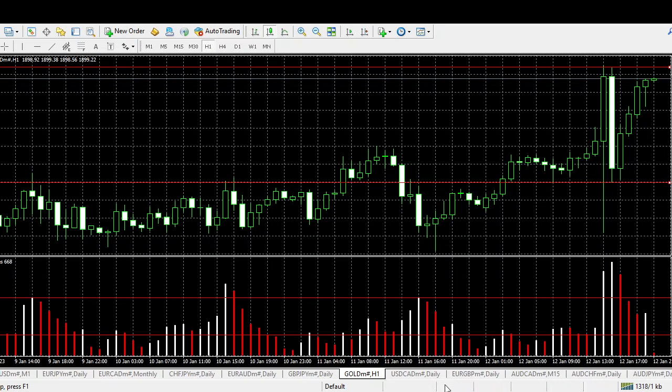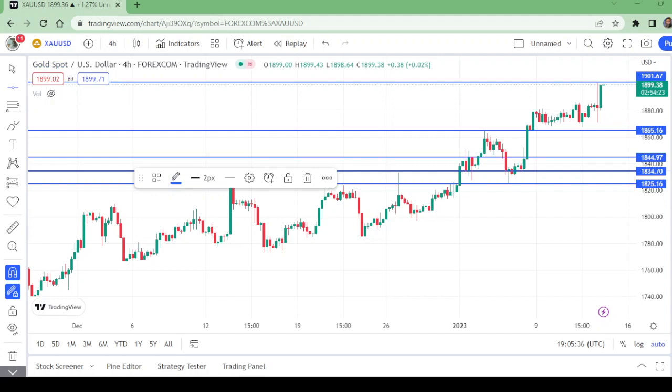Now let us again move to the TradingView, where we are going to watch this on TradingView. Now here, let us see, this is also the 4-hour time frame. Now this was the low of the market.